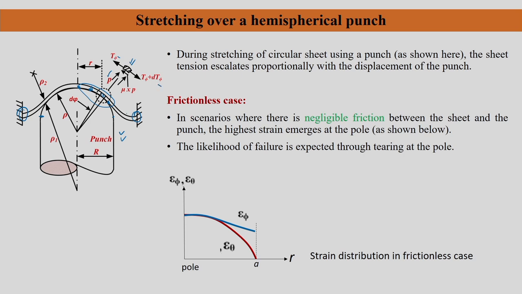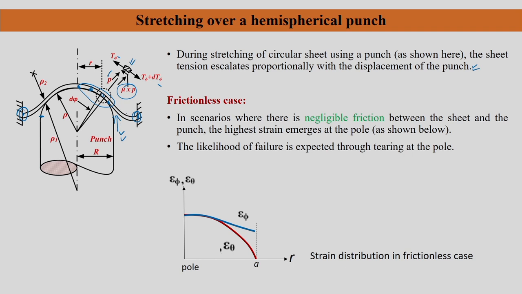This is similar to what we have seen in simplified stamping analysis. A similar diagram we drew, similar one here. Okay. And because of P, you have mu P here, which is nothing but the effect of friction coming into the picture. So, there is some change in tension: on one side it is T phi, the other side it is T phi plus dT phi. We know that the sheet tension escalates proportionally with the displacement of the punch, because it is gripped in these two regions. So, naturally, when you make the punch displace in this direction, the tension will increase.